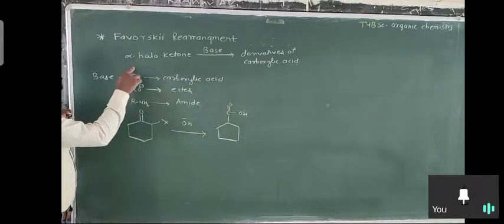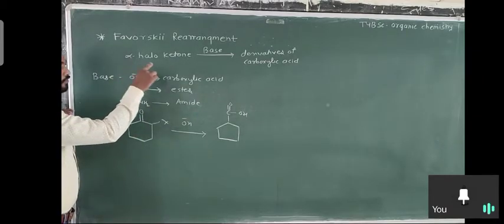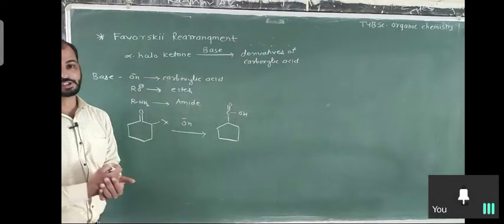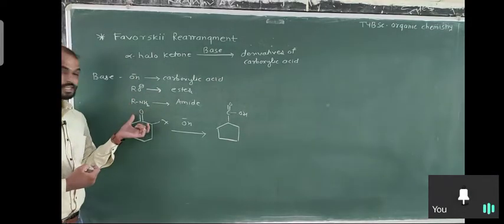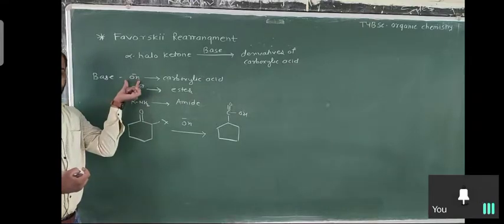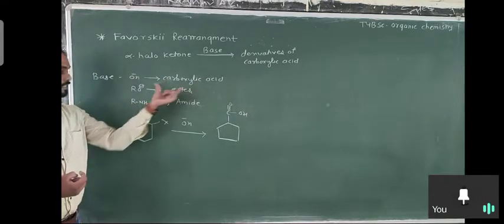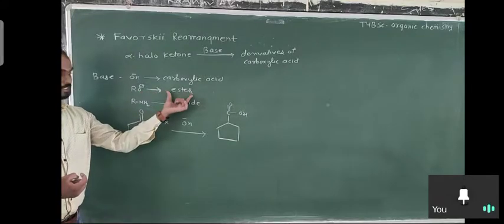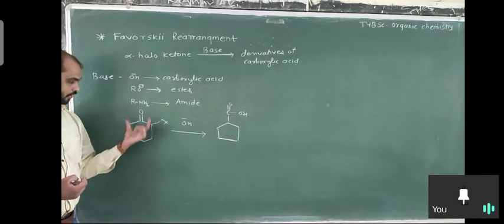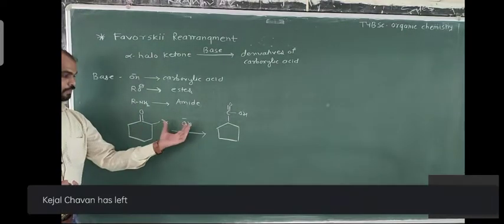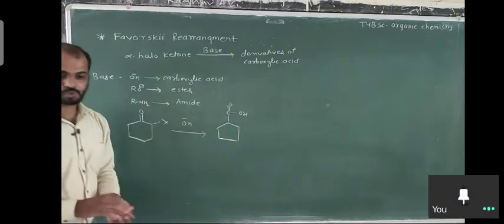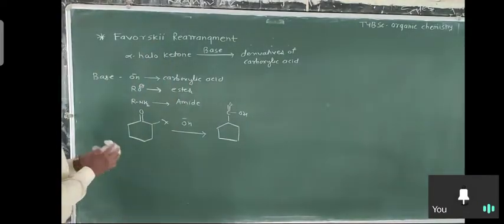So this is just the initial overview. What is the Favorsky rearrangement? It is the rearrangement of an alpha haloketone in the presence of base, giving derivatives of carboxylic acids. Which bases are used? Hydroxide, alkoxide and amines. When hydroxide is used, the product is carboxylic acid. When alkoxide is used, the product is ester. When amine is used, the product is amide. This is a general representation: a cyclic haloketone in the presence of hydroxide forms a carboxylic acid. In the next point we discuss the mechanism of this reaction.